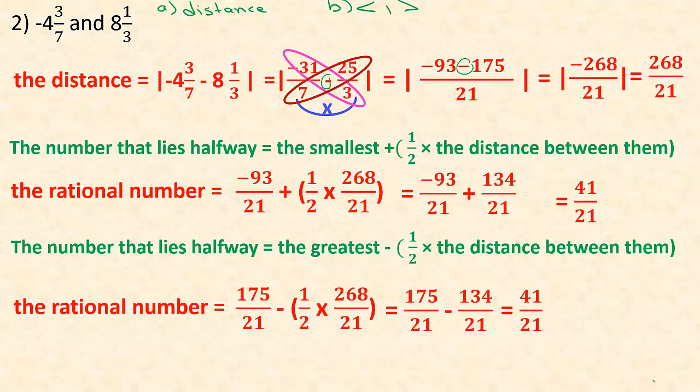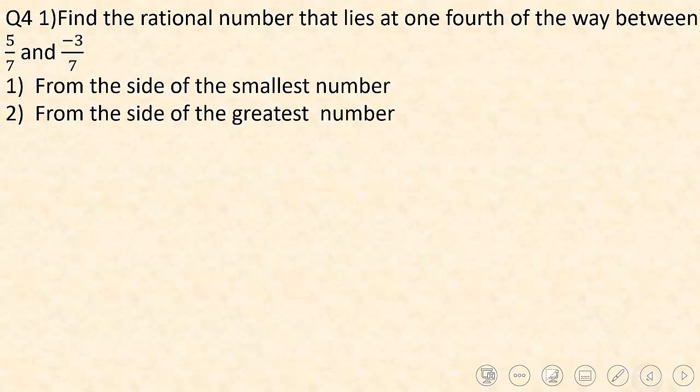And as you can see, from the smallest side and from the greatest side, I have the same number. Why? Because I'm looking for the number exactly in the middle, so it doesn't differ from the smallest side or from the greatest side. You will now have number 3 and number 4 as homework. And let's go to question number 4 in page 12 in the binder as well. I'm going to solve the first question, and you will have 2 and 3 as homework.